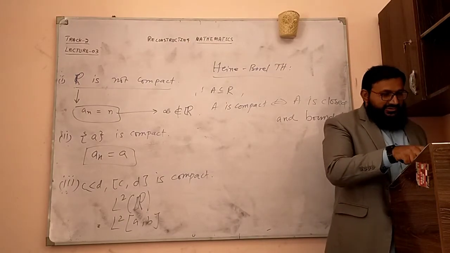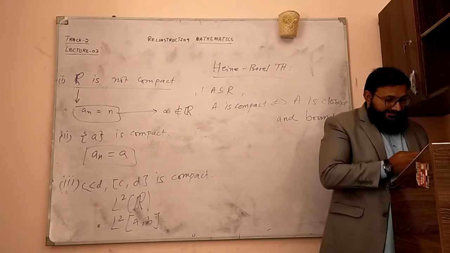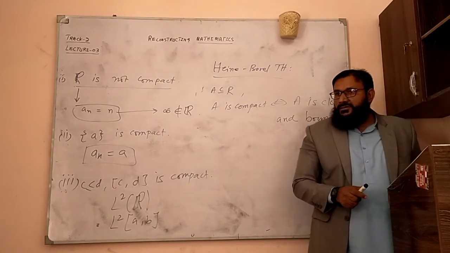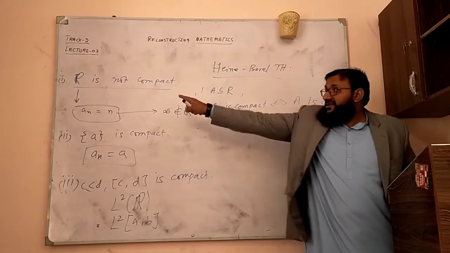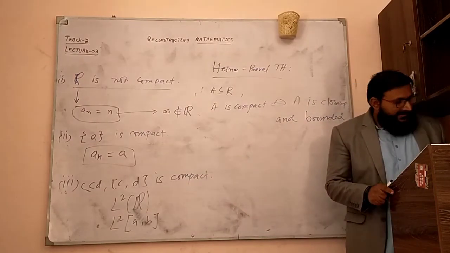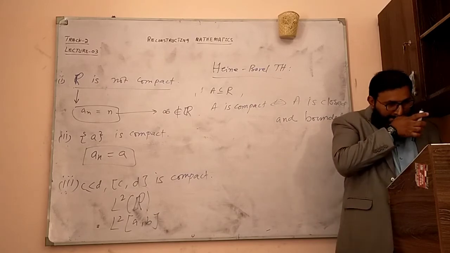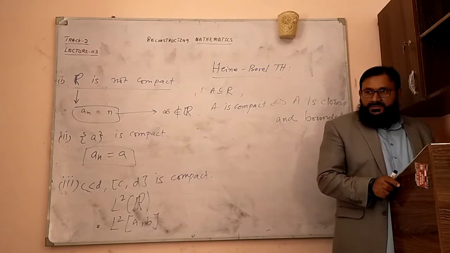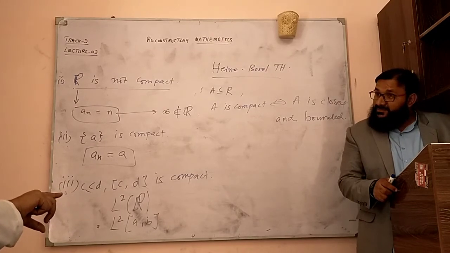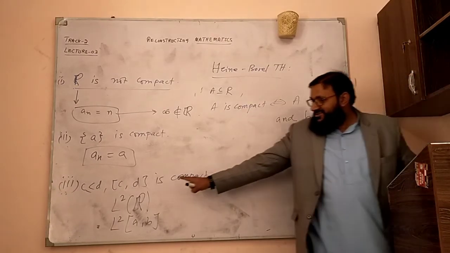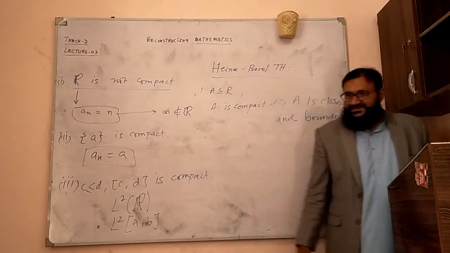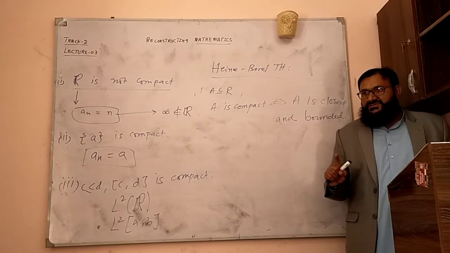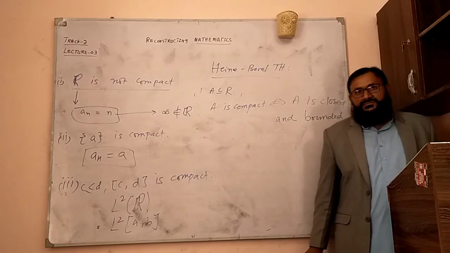We need not prove it because we only need the statements from our exam point of view. It means that all closed sets are not compact; they must be closed and bounded. R is closed as well, but it's not bounded. This one is closed as well as bounded, so it's compact. That's why it is compact. It means all closed intervals are bounded. Yes, closed intervals are also bounded.